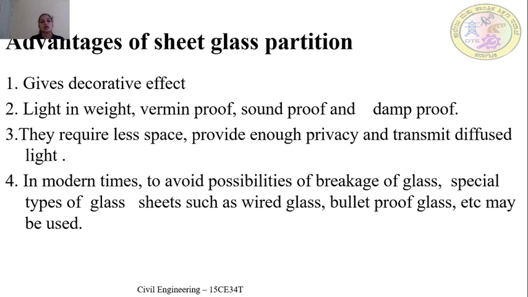Okay, coming to the advantages of sheet glass partition. Sheet glass partition gives a decorative effect, is light in weight, vermin proof, sound proof and damp proof. They require less space, provide enough privacy and transmit diffused light. In modern times, to avoid possibilities of breakage of glass, special types of glass sheets such as wired glass, bulletproof glass, etc. may be used.